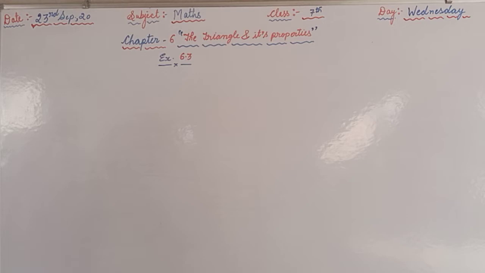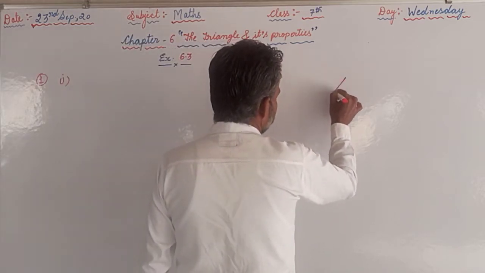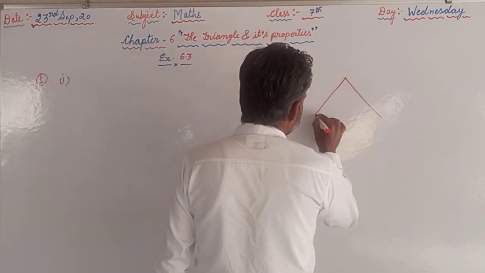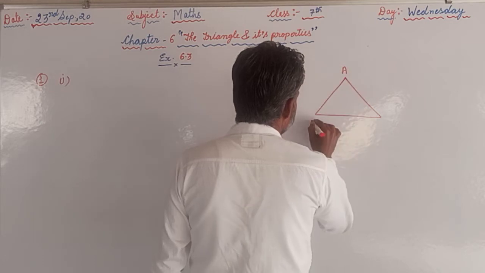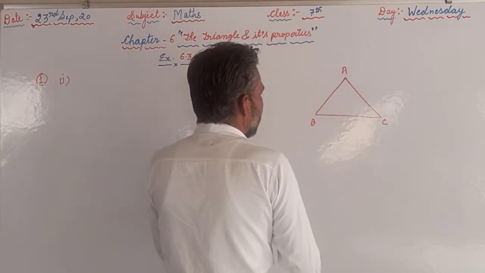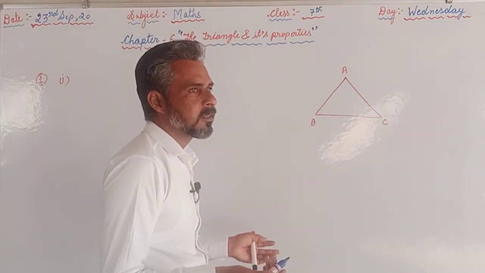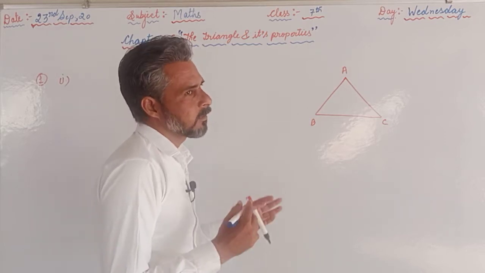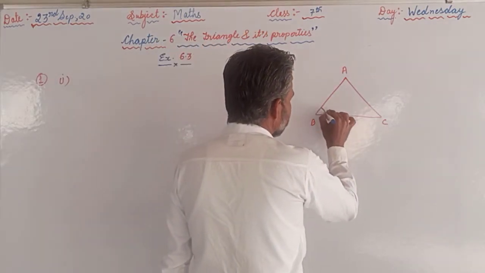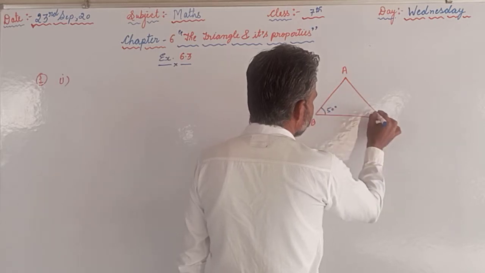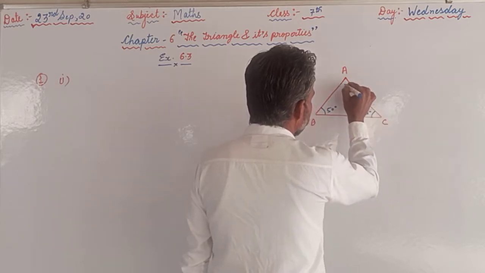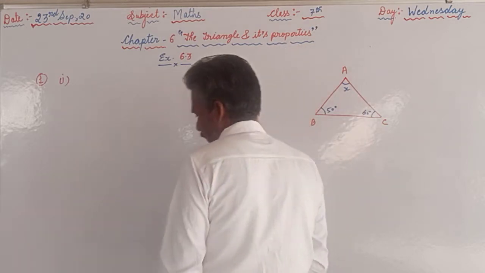In question number 1, some diagrams are given and we are supposed to find the value of unknown angles. First of all we will take question number 1, and the first part. The triangle ABC is given in which two angles are given. How many sides are there? 3. How many vertices are there? 3. How many angles are there? 3. Out of these 3, 2 angles are given. This is 50 degree and this is 60 degree, and we are supposed to find the value of x.